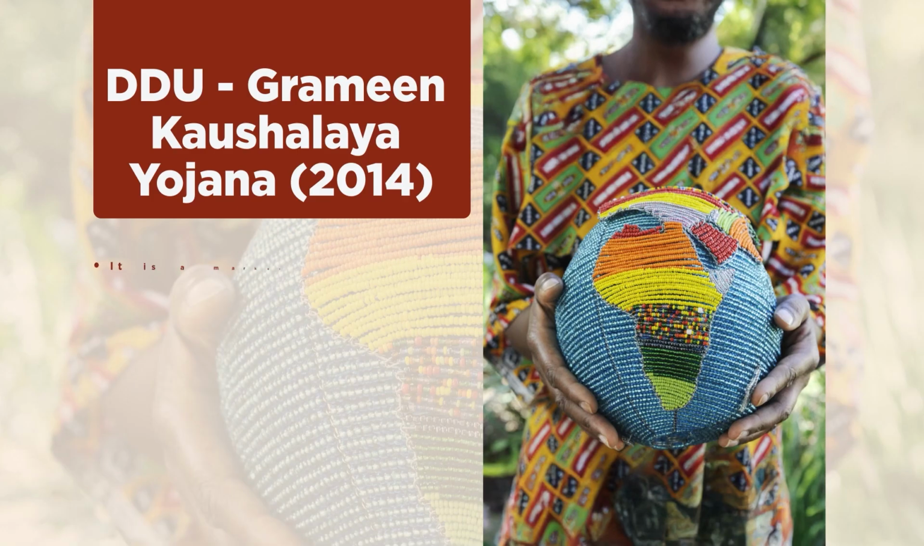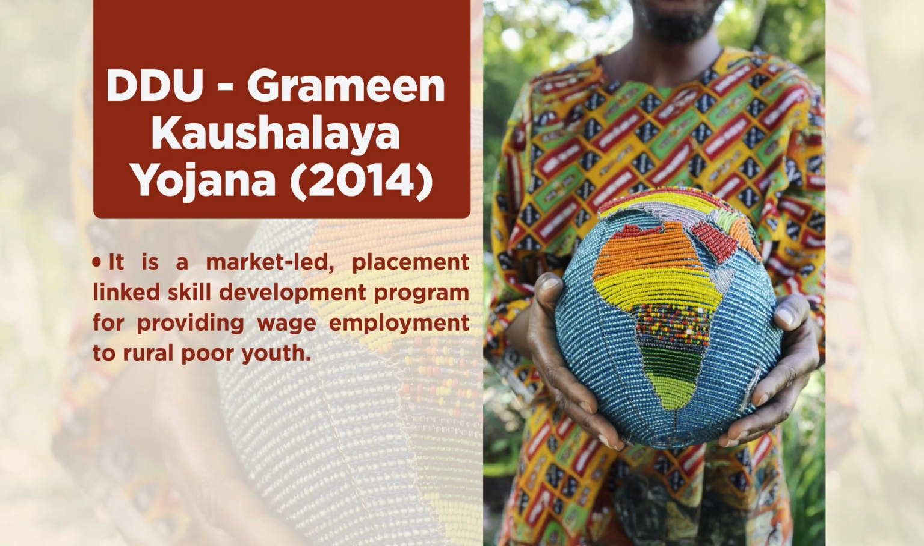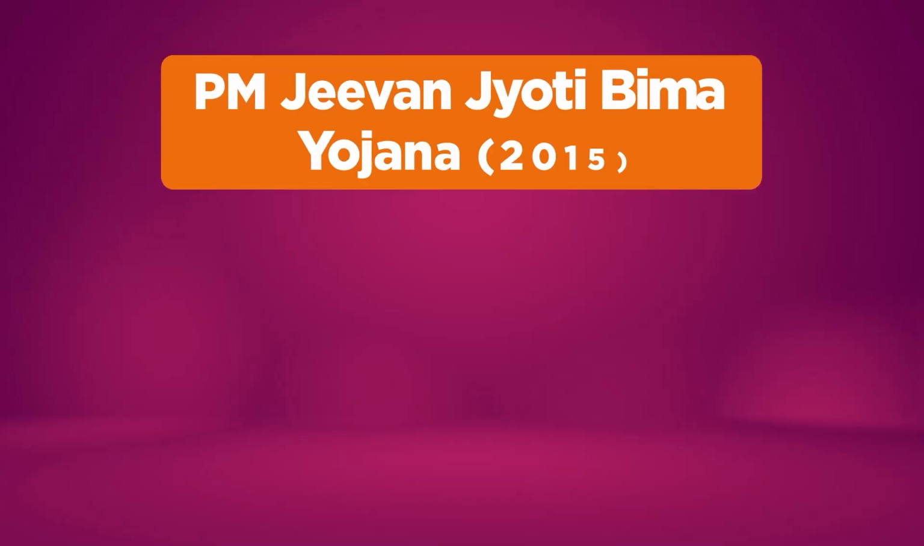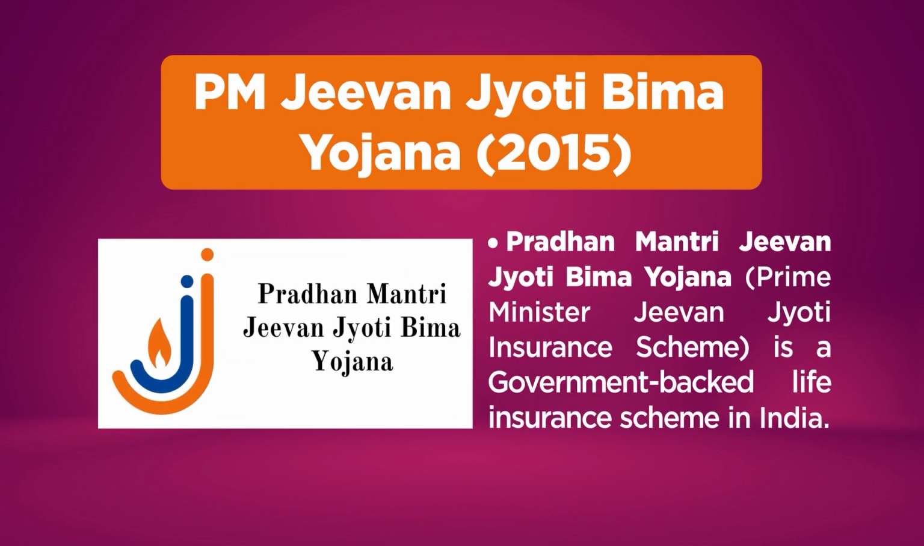And this particular Yojana is a market-led placement-linked skill development program for providing wage employment to rural poor youth. Again, we have Prime Minister Jivan Jyoti Bima Yojana, which was introduced in 2015. That is, we call it Pradhan Mantri Jivan Jyoti Bima Yojana. It's also a government-backed life insurance scheme in India.